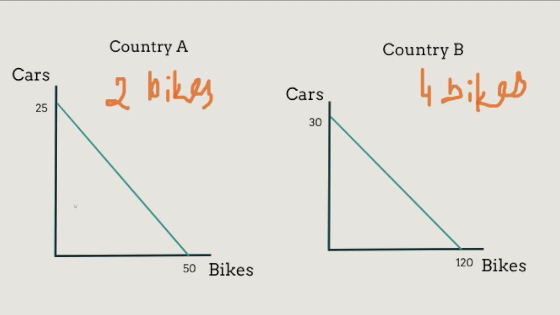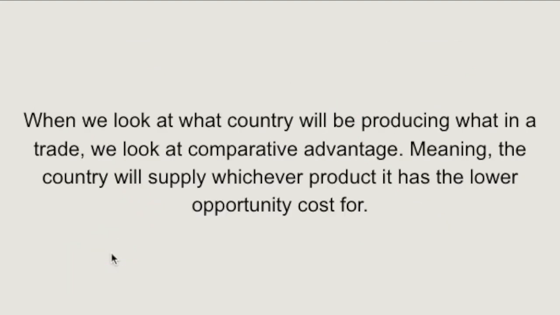We know from these graphs that country B can produce more cars with the same resources it has. This means it has an absolute advantage in the production of cars. It can make more of a product with the given resources. However, that doesn't mean it should be producing it. When we look at what country will be producing what, we look at the comparative advantage. Meaning the country will supply whichever product it has lower opportunity cost for.